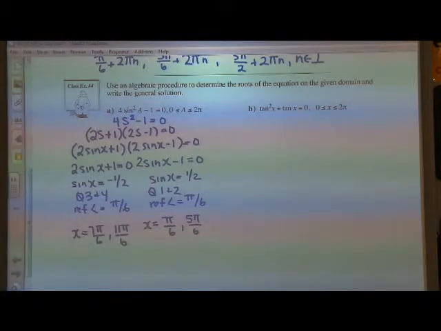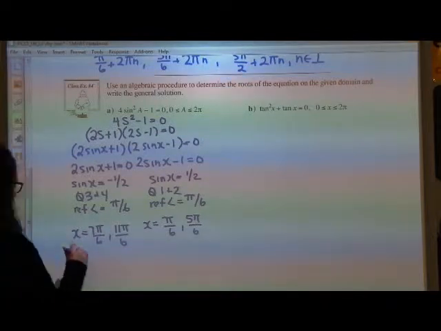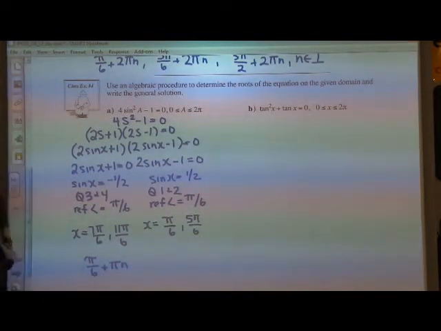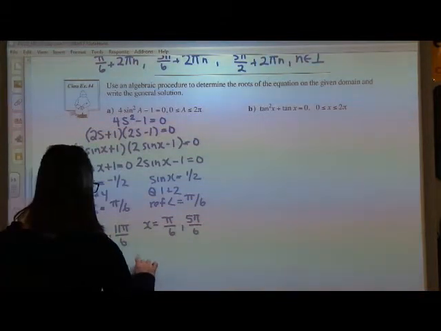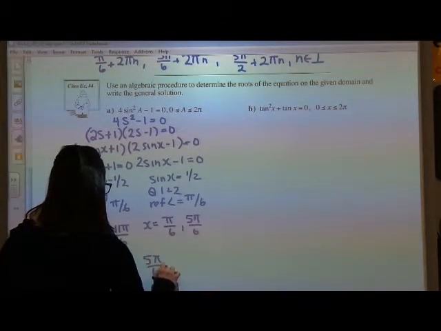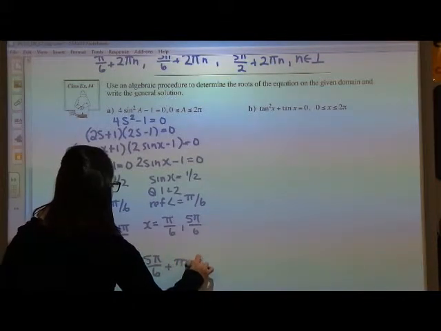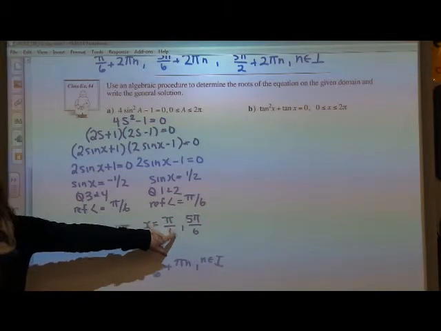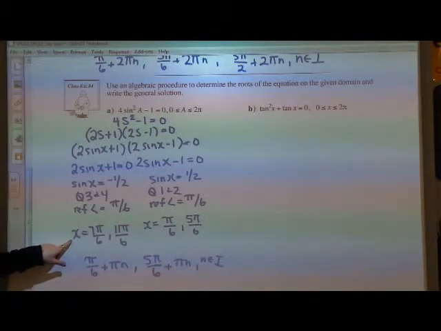So now if I wanted to come up with a general solution, what would my general solution be? Pi over 6 plus pi n, and 5 pi over 6 plus pi n. It's not 2 pi. So why pi n and not 2 pi? Because when you add a whole pi, then you'll get the next one. Yeah, if I add pi, I end up with 7 pi over 6.